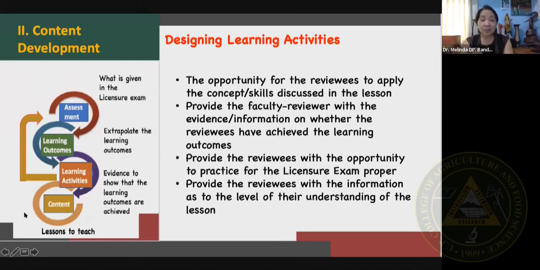which will contribute to the learning outcomes. Diba? So lagi dapat naka-align doon. So as I mentioned, these learning activities will provide the faculty reviewer with the evidence or information whether our reviewees have achieved the learning outcomes, and provide them with the opportunity to practice for the licensure exam proper, and provide them as well with the information. Naintindihan ba nila?